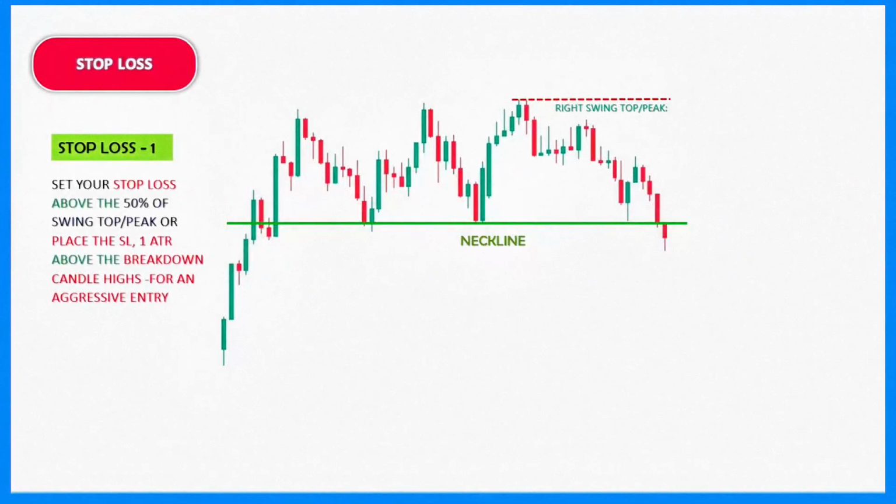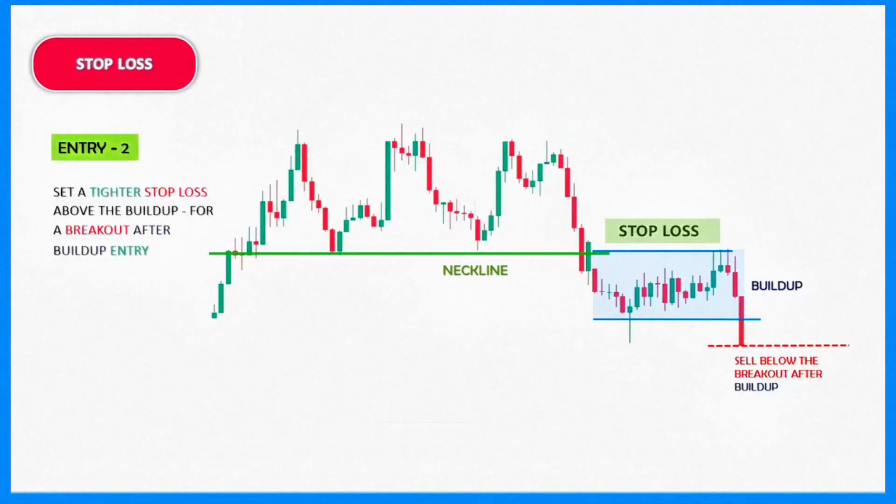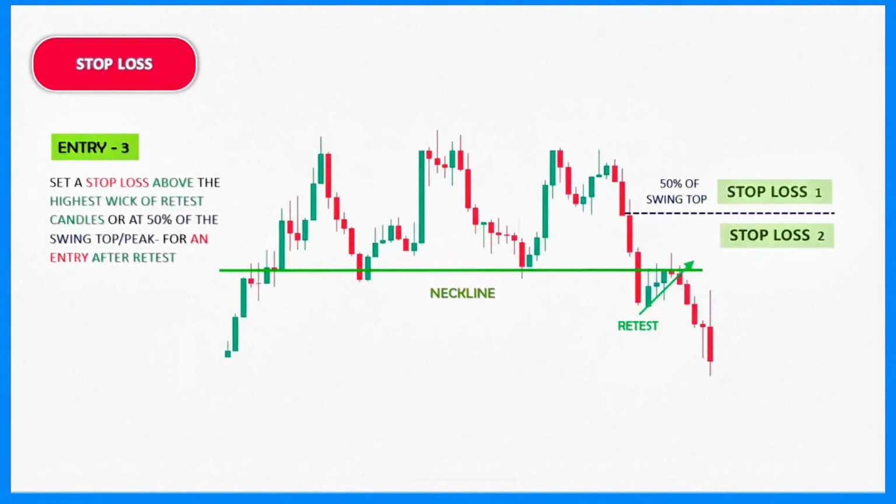Your stop loss will depend on your entry style. For aggressive entries, place your stop loss just above the last swing high, or a few pips above the neckline using an ATR buffer. For build-up entries, place your stop just above the build-up structure or small consolidation zone. For retest entries, place your stop just above the highest wick of the retest candles. This ensures that even if there's a small fake out, your stop loss won't get hit unnecessarily.